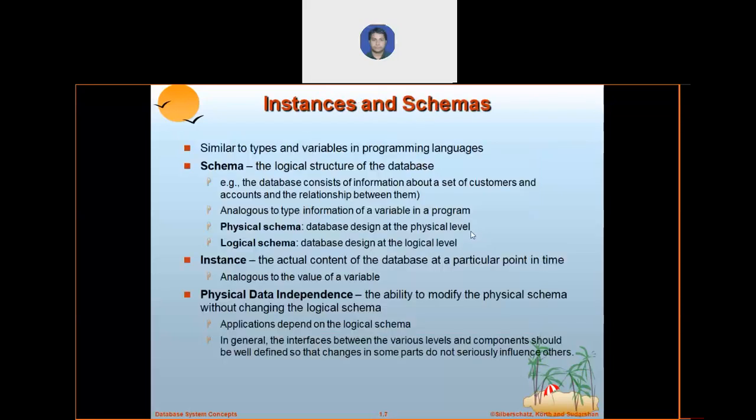Let's start the next topic, instances and schemas. Instance, you can define as the status of your database at a particular moment.